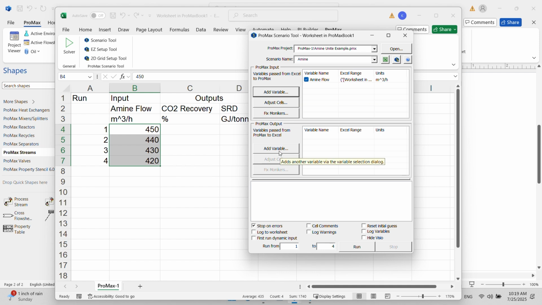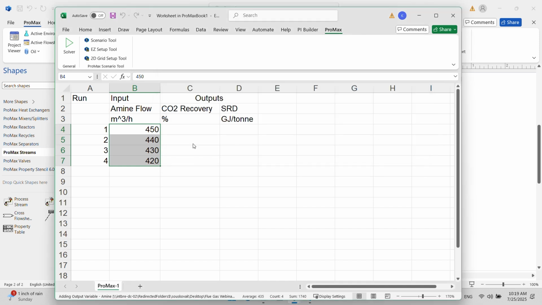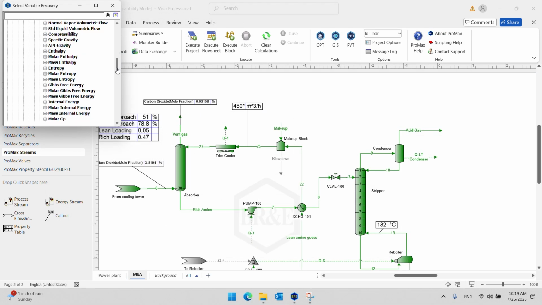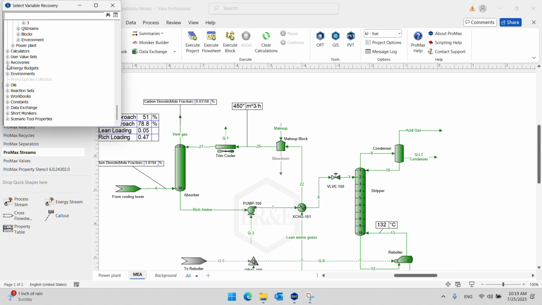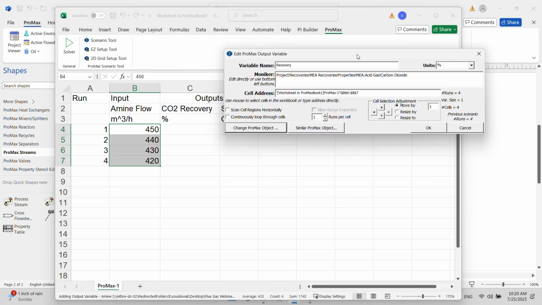Now I'm going to do the same for outputs. So I'm going to click Add Variable on the output. This is going to be my recovery, my moniker, Select ProMax Object. Remember that the recoveries are hidden in this recovery section, and it's going to be my MEA recoveries, and then properties, and I want to be looking at how much is recovered in the acid gas stream for CO2. All right, so this is my recovery of CO2 in the acid gas stream.